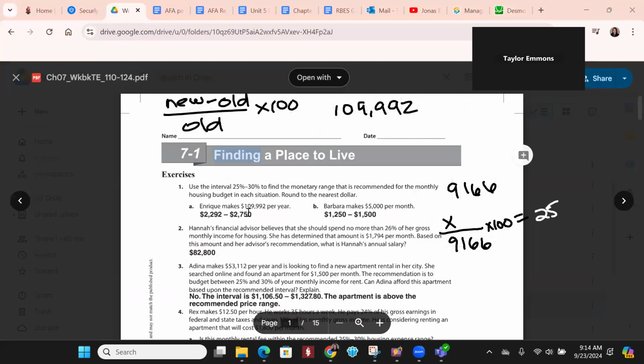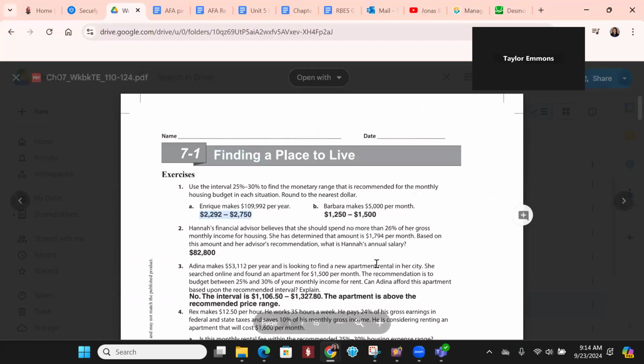All right, so you should have had between $2,292 and $2,750. It said round to the nearest dollar. Okay. So you would set it up the same way for the next one, and you would get 1,250 to 1,500. Okay.